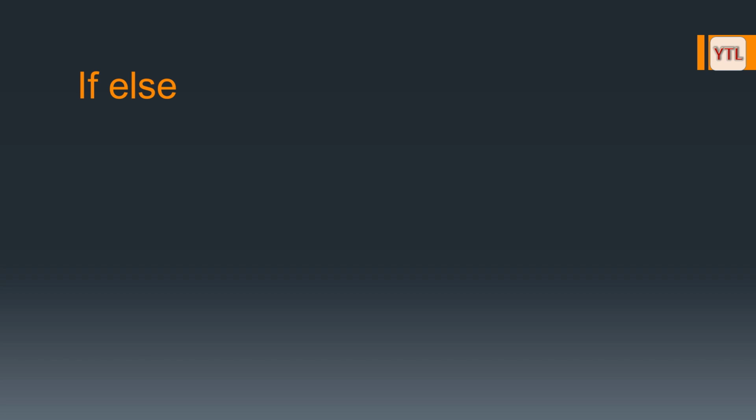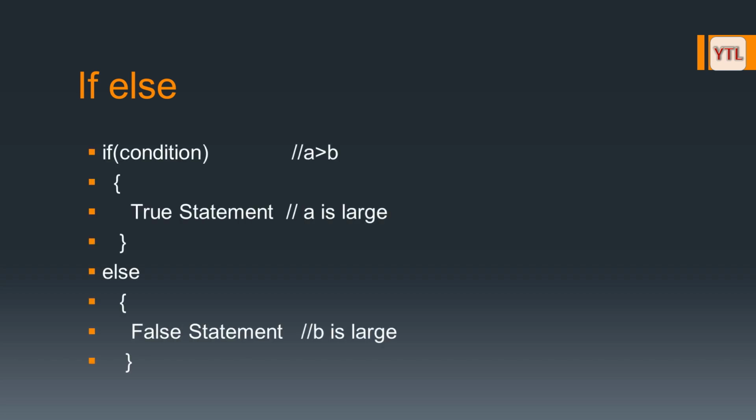Now we shall see the structure of an if-else statement. Well, here we give a condition, say if A greater than B. Now if A is large, then this condition is true, then the true statement will be A is large. If the condition is false, then B is large, then the statement will be B is large. So this is the structure of the if-else statement. Let's see a program or a code.